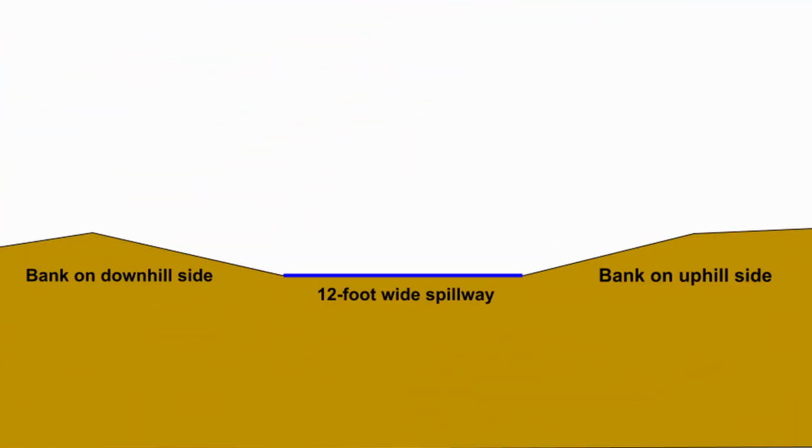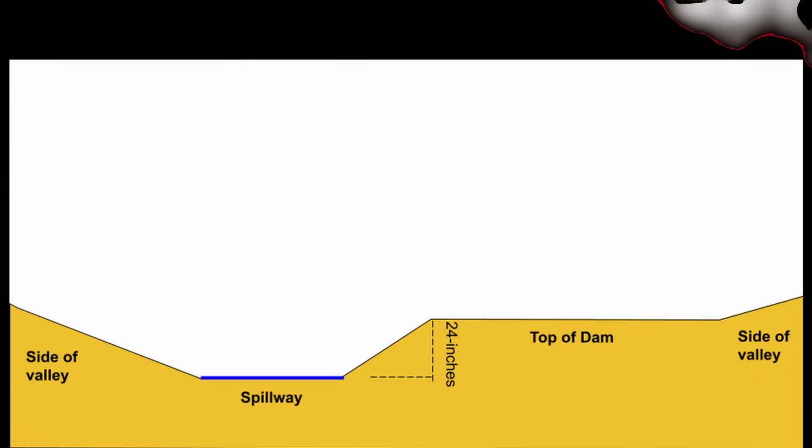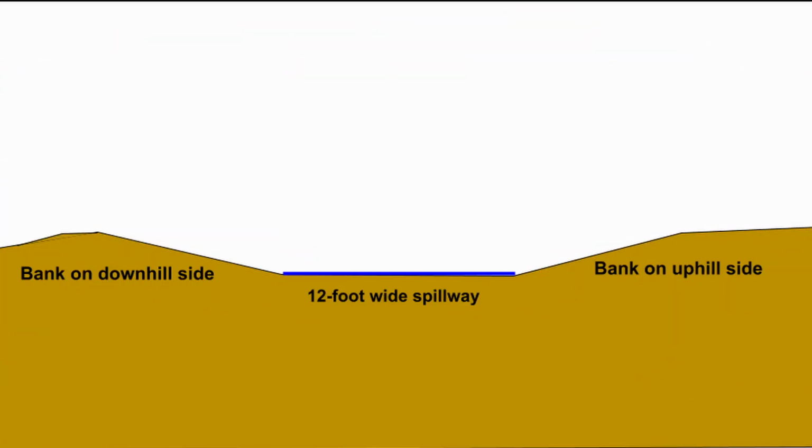The new spillway must be at least 12 feet wide and have gradual side slopes. The entrance to the new spillway should be at least 2 feet lower than the top of the dam. The downhill edge of the spillway must have a bank high enough to prevent water from flowing over the side of the spillway and causing erosion.